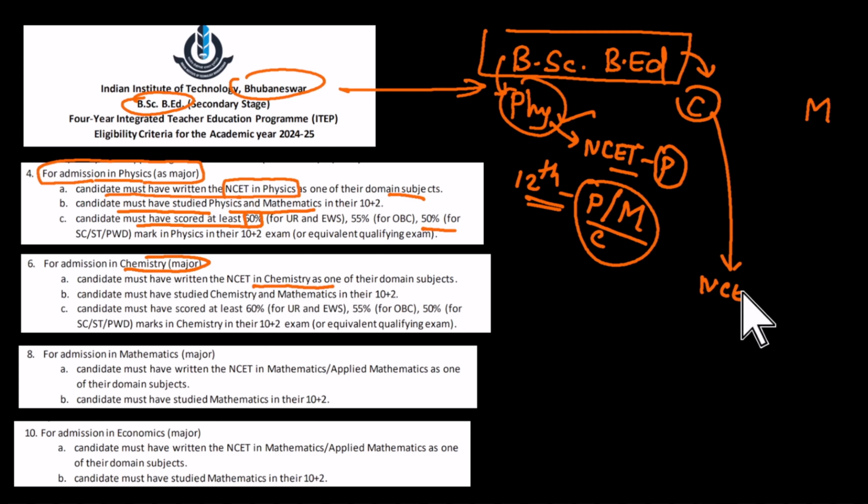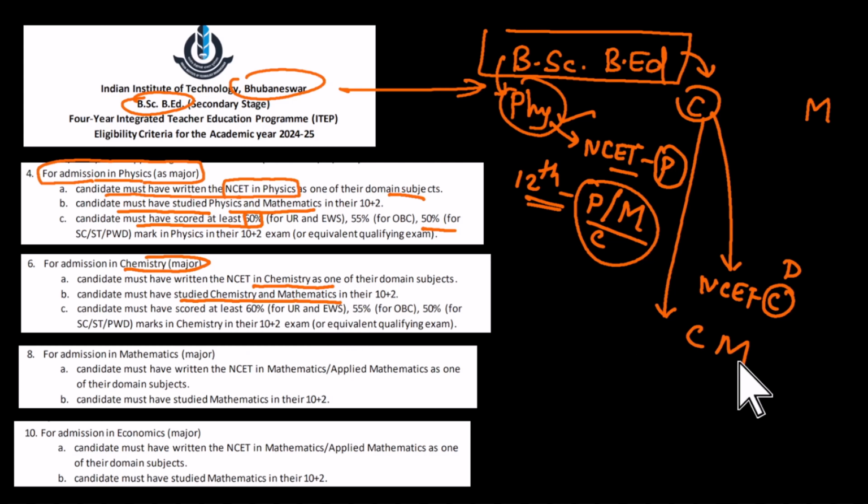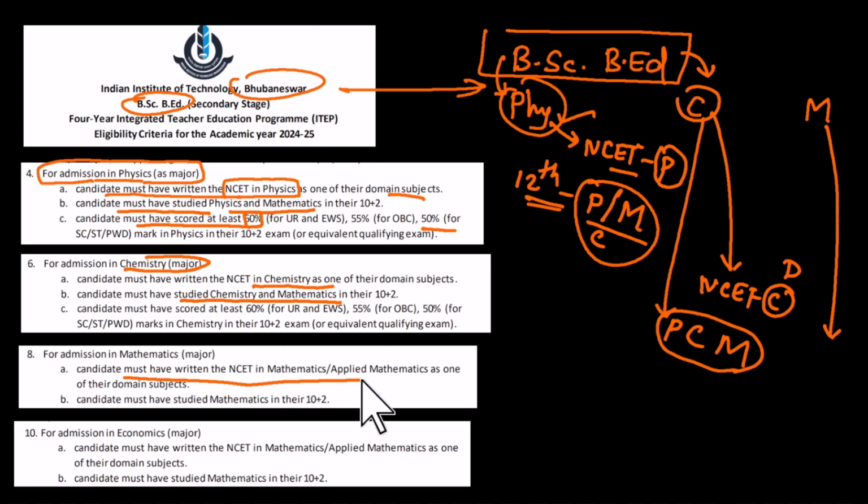In NCET you should have taken chemistry as one of your domain subjects, plus in 11th and 12th you must have studied chemistry and maths. So chemistry and maths, so definitely physics automatically comes. So you should be a PCM student. In fact, for maths, again the criteria are the same. You should have taken either maths or applied maths.